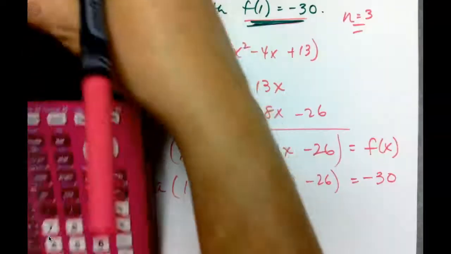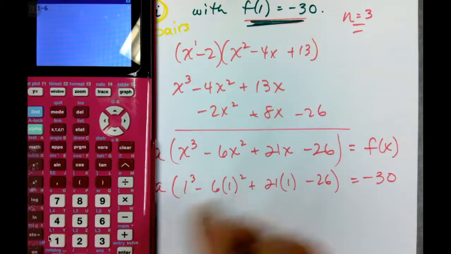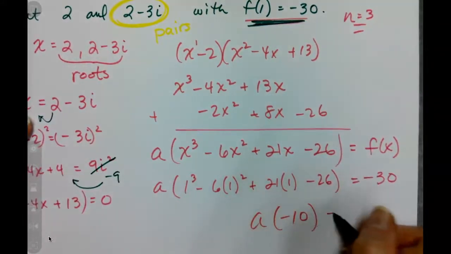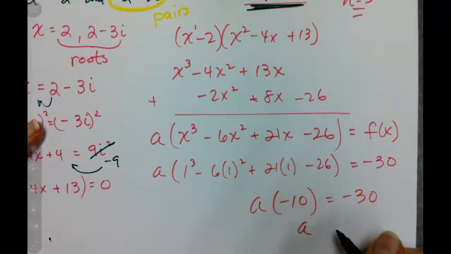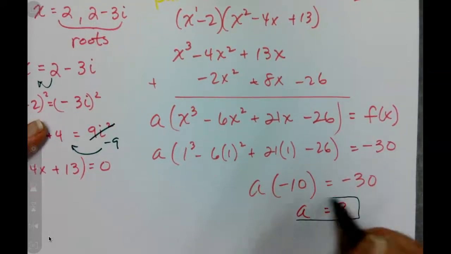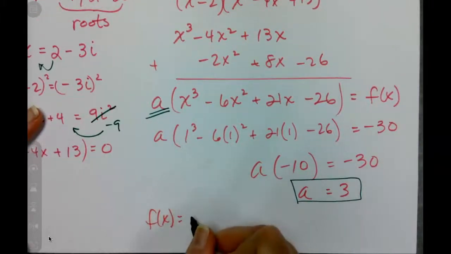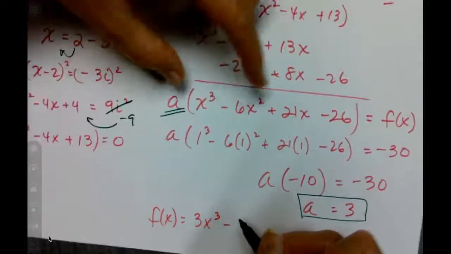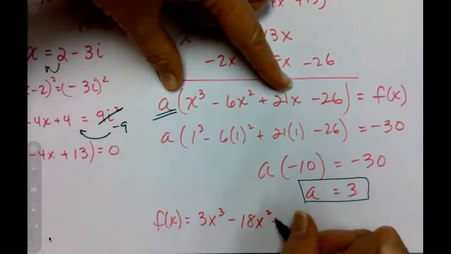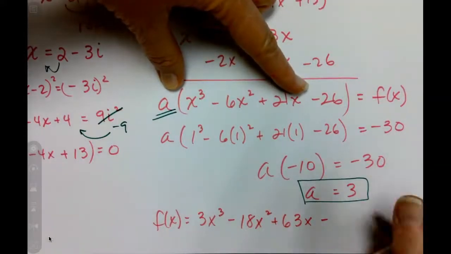So I go to my handy little calculator here and plug it in. So 1 cubed is 1 minus 6 times 1 is 6 plus 21 minus 26, we get -10. So a times -10 equals -30, which means that the leading coefficient is going to be 3. So the leading coefficient is 3. So let's go back and let's substitute in the 3 right there for the a and get our final answer. F of x equals 3x cubed. Distributing the 3 through, -18x squared. 3 times 21 is plus 63x, and then 3 times 26 is 78.